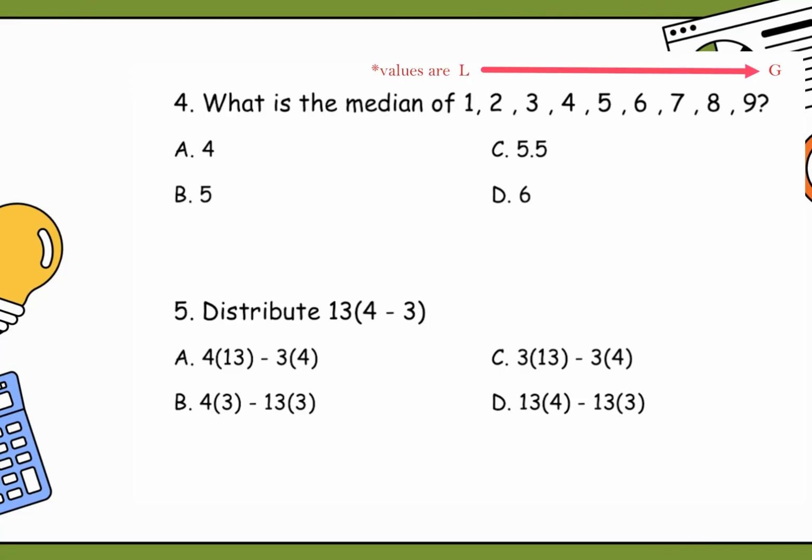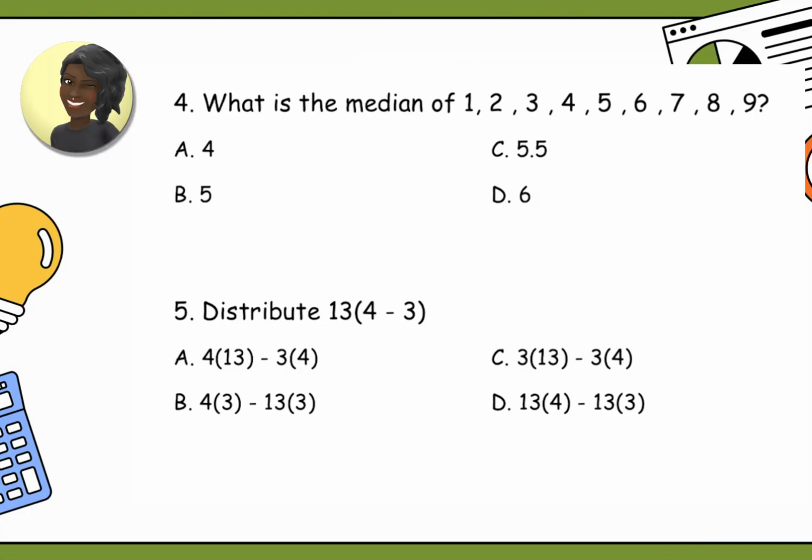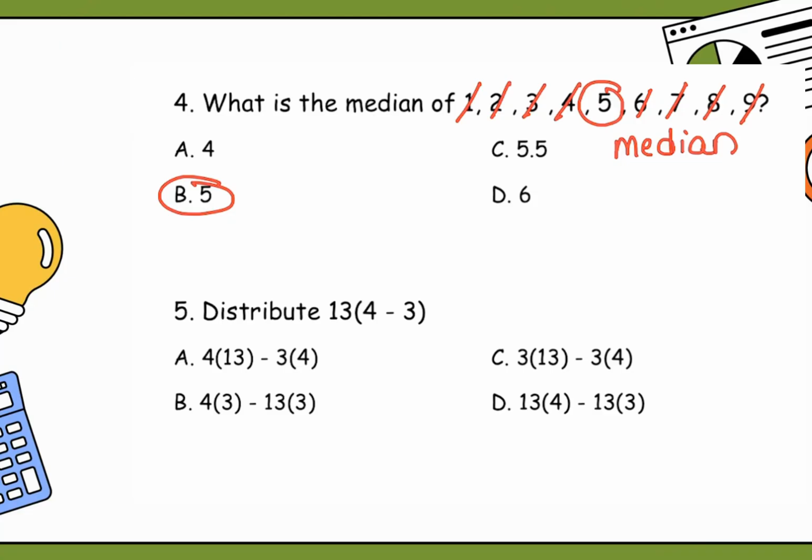Question number 4, we're looking for the median of the data set, and the median is just the middle number. So we're going to mark them off from smallest to largest in order to find the middle number. The middle number for this data set is 5. 5 is the median, and the answer is letter B. Question number 5 is asking that we distribute our factor 13 to the difference of 4 and 3. So we distribute the 13 to the 4, which gives us 13 times 4, and then we subtract 13 times 3 from that. The answer is letter D as in dog.